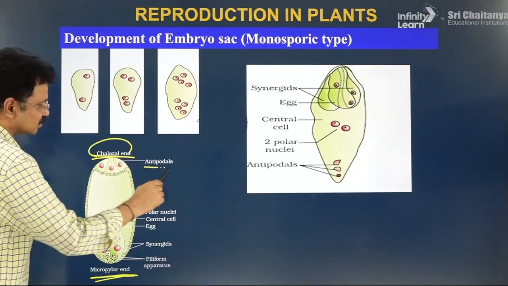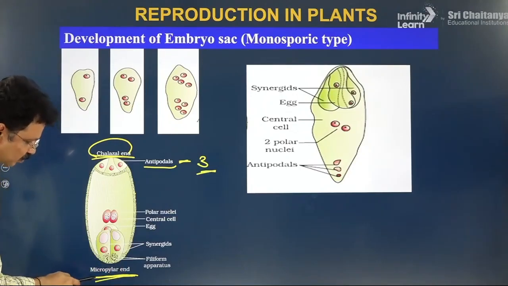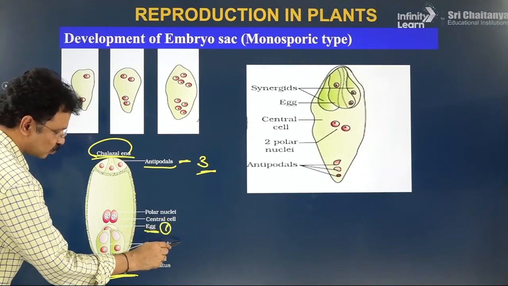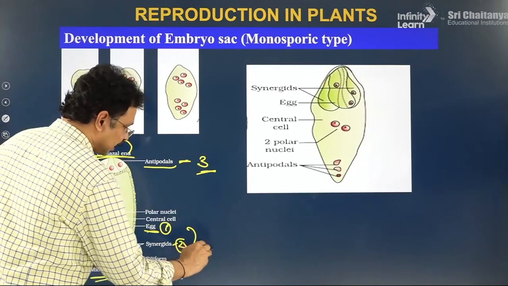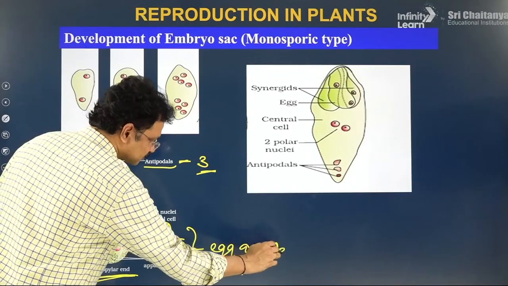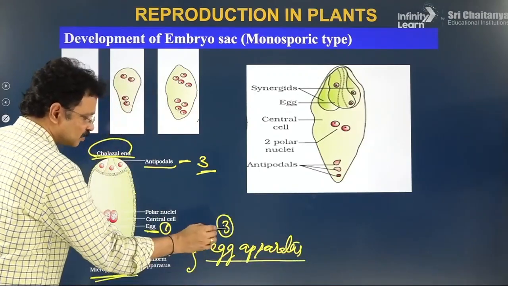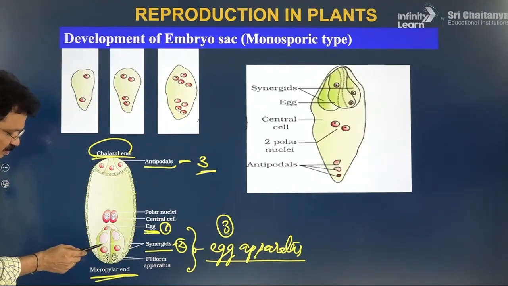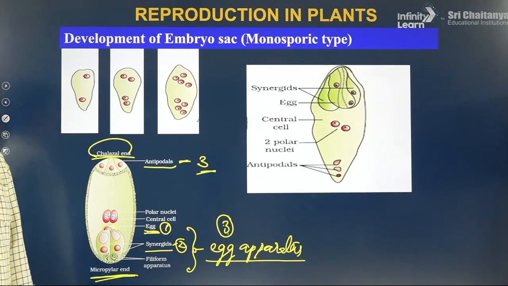Towards the chalazal side, 3 antipodals are there. Towards the micropylar side, also 3 cells are there. One is the egg cell, 2 are synergids. The single egg and 2 synergids together are called the egg apparatus. Egg apparatus consisting of 3 cells. Among these 3, one is the egg, the remaining 2 are synergids. In this diagram, these 2 are synergids. At the back side of the synergids, one egg cell is present.